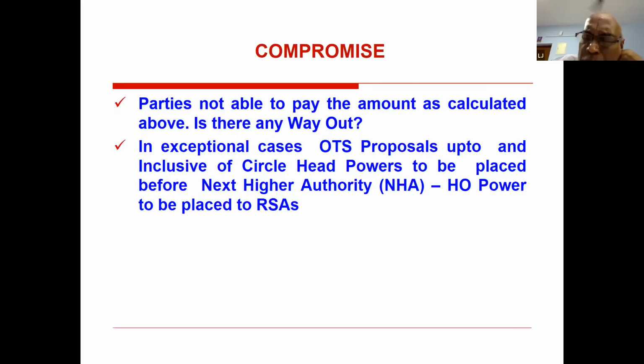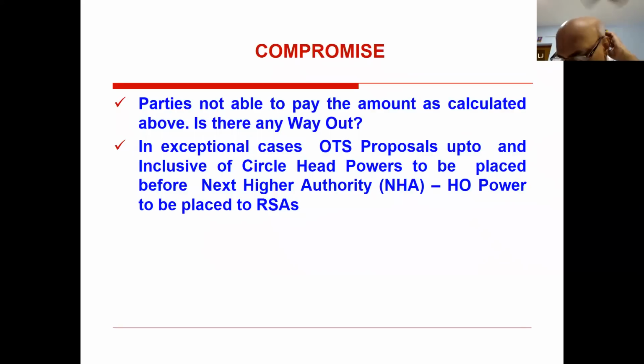You are telling him, sir, please pay 1.50 crores. This is as per the formula. He says, I cannot pay 1.50. You further reduce it, I can pay only 1 crore. Such proposals also can be permitted by or to be placed by some other authority, not in the circle office. It has to go to head office.